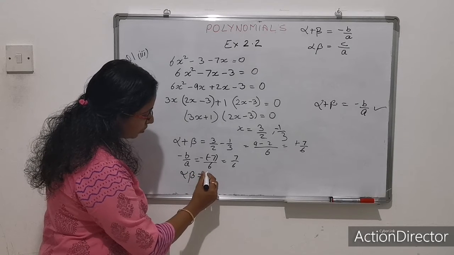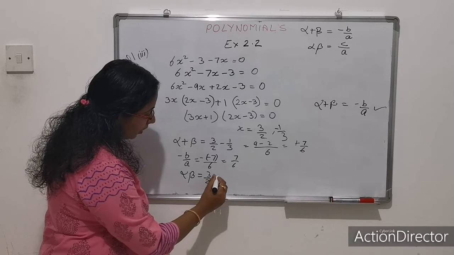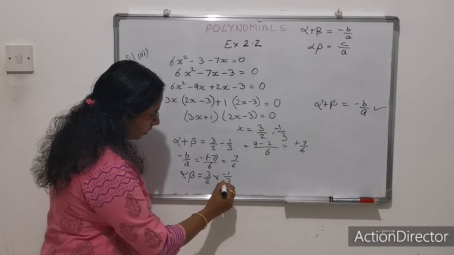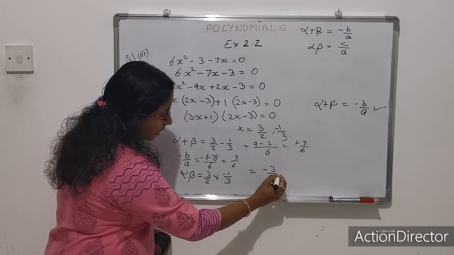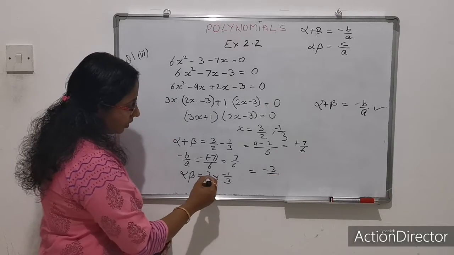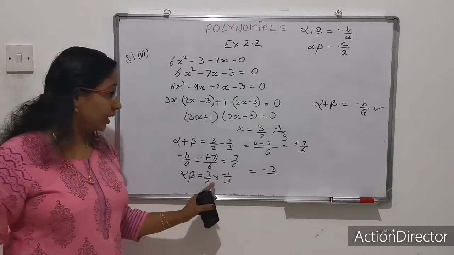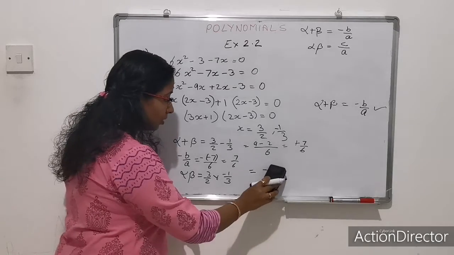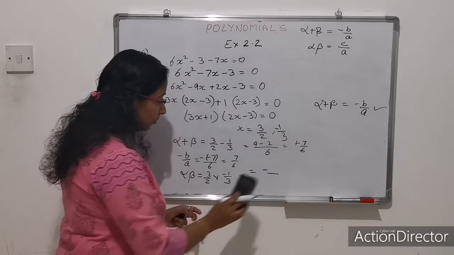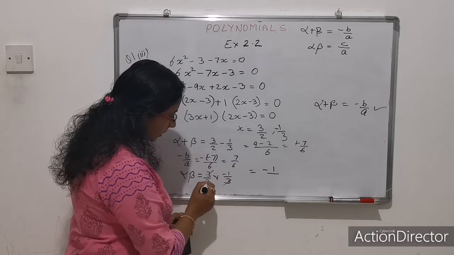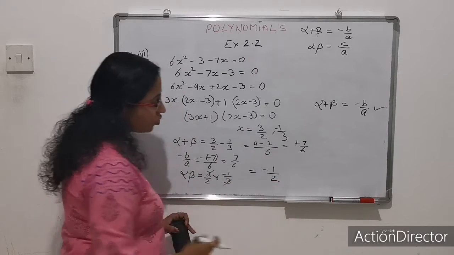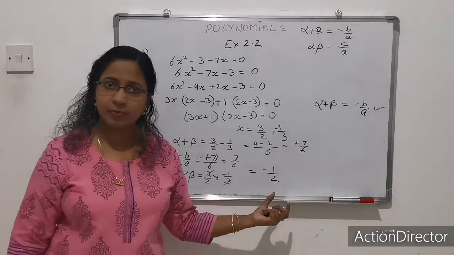Alpha beta is equal to 3 by 2 into minus 1 by 3. So minus into 3 is minus 3, sorry. So this 3 and this 3 will cut, right? So no need of this. This becomes 1, this and this is cut. This becomes minus 1 and this becomes 2. So our alpha beta is minus 1 by 2.